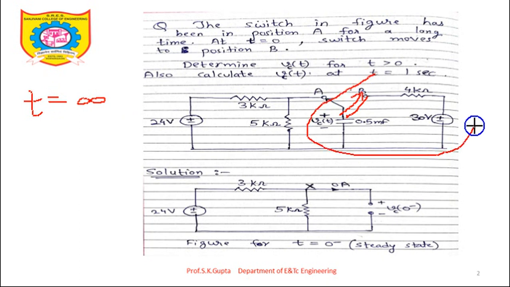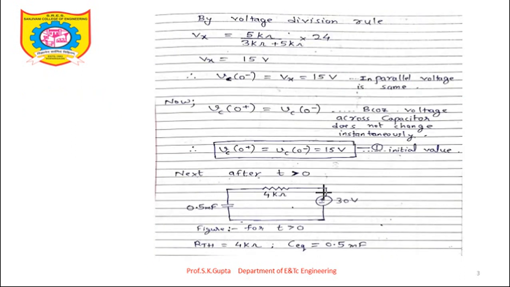After switching, this is the circuit. This 30 volt is connected to 4 kilo ohm and to this capacitor. So what happens in the steady state, t equal to infinity? I am trying to find the final value, at time t equal to infinity. Steady state is reached, and as steady state is reached, the capacitor acts as an open circuit.